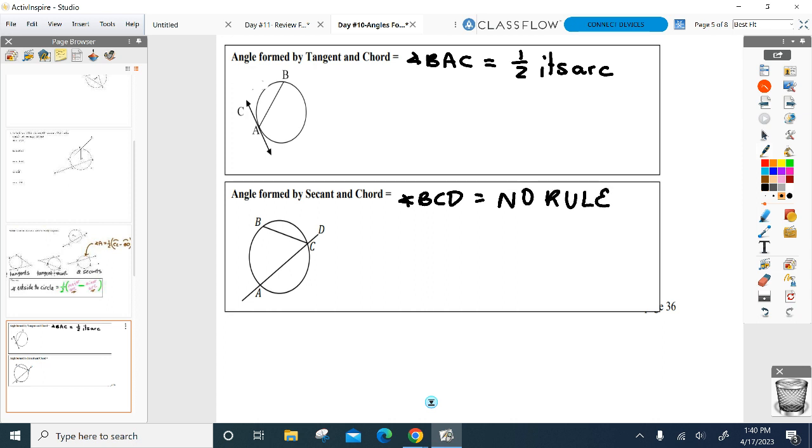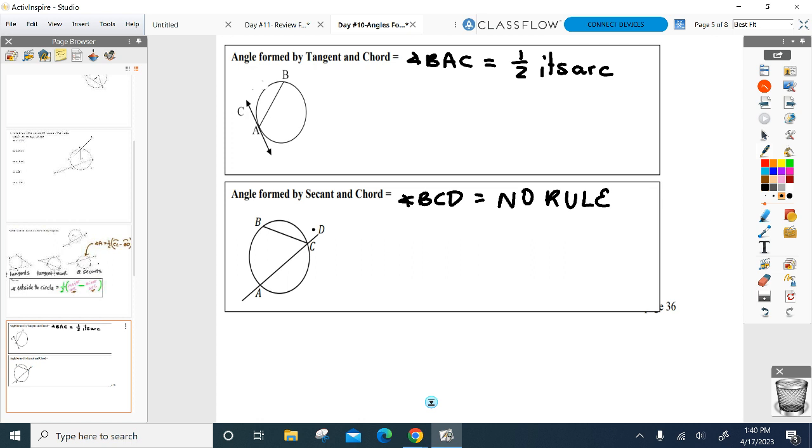But I'm still going to have you find it, and you're going to confidently find it. Just because you don't have a rule, how can I still find BCD? Look next door to it. What type of angle is right next door? Inscribed. You can find that one. And then what's the relationship between the inscribed and my tweener one up here? There you go. So there is no rule for a tweener angle formed by a chord and a secant.